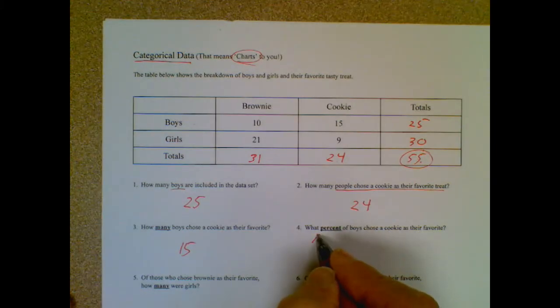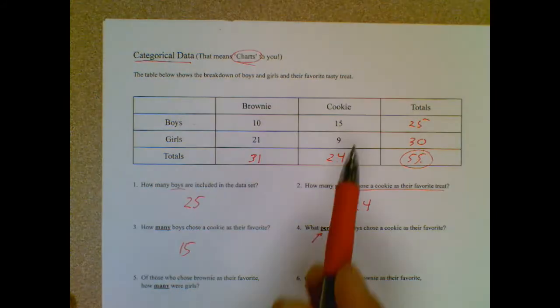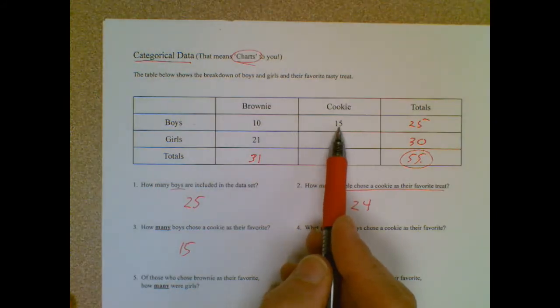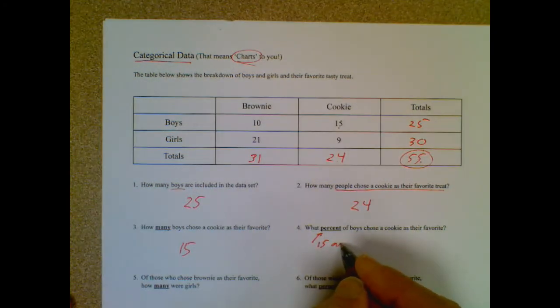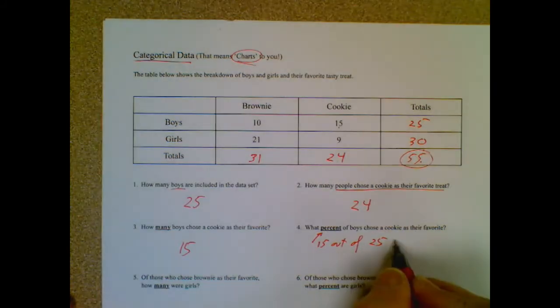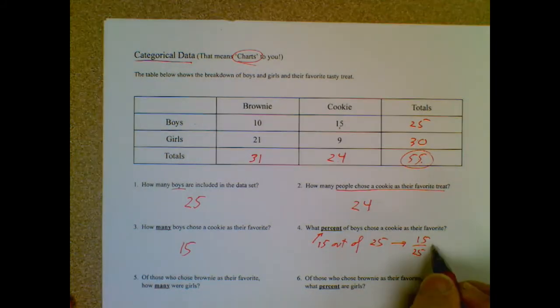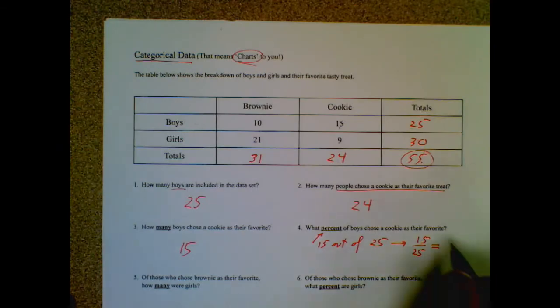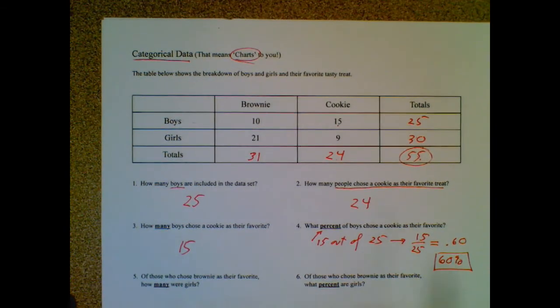Now we're going to add a little wrinkle to it. What percent of boys chose a cookie as their favorite treat? Well, I know 15 boys chose cookie, and I know there's 25 boys in total. So 15 out of 25 chose cookie. If I turn this into a percent, that's the fraction 15 out of 25, which if I plug that into my calculator as division, 15 divided by 25 is 0.60, which is 60%. So stated a different way, 60% of the boys chose a cookie as their favorite.